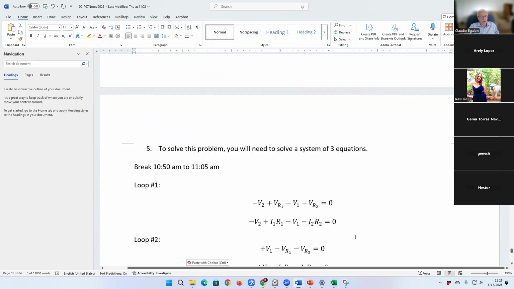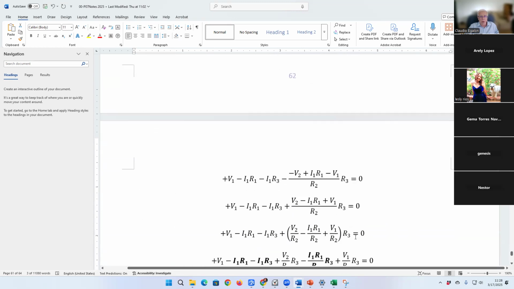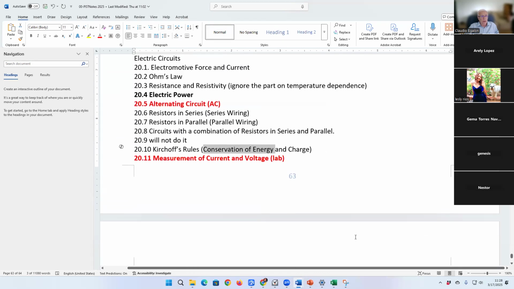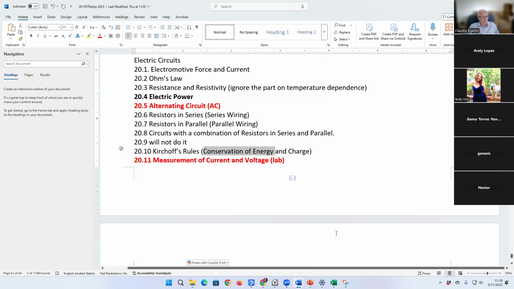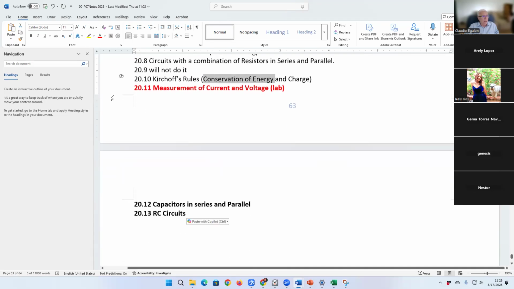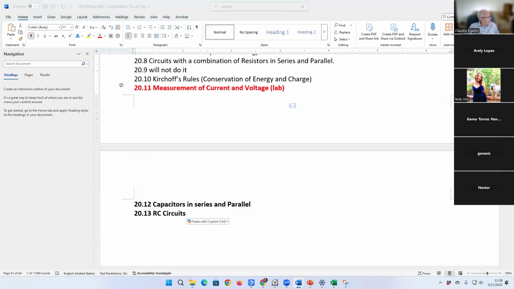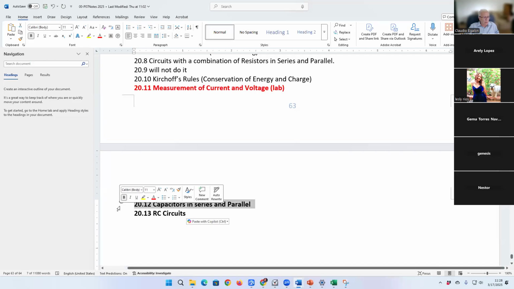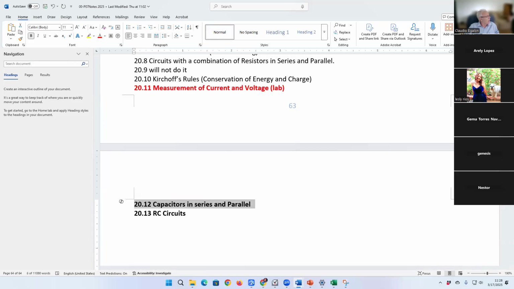The number of charges, right? The total amount of charge is conserved. Here, 20, we're going to do that in the lab. And let's do this one right in here. Capacitors in series and parallel. And I'm going to unbold it right now.